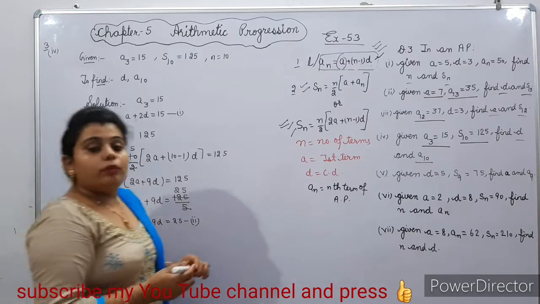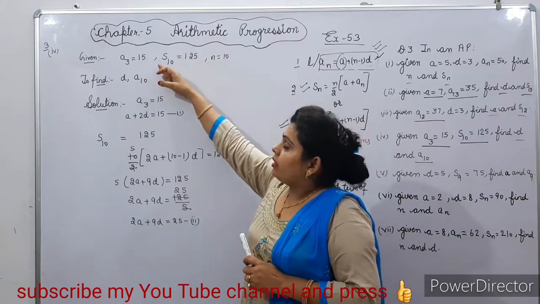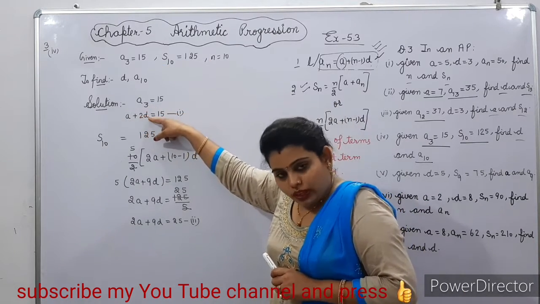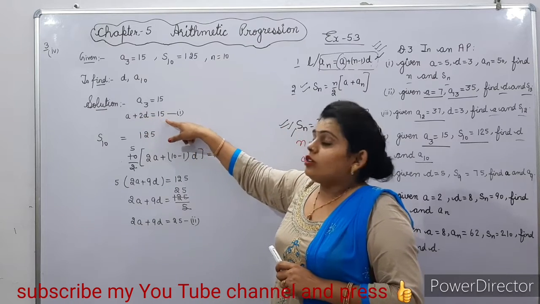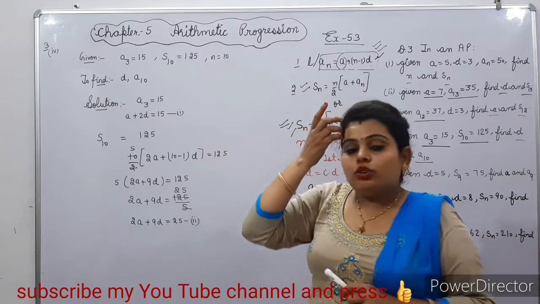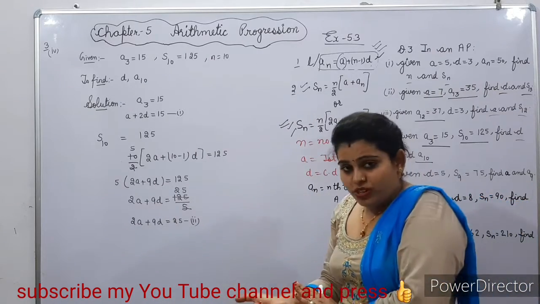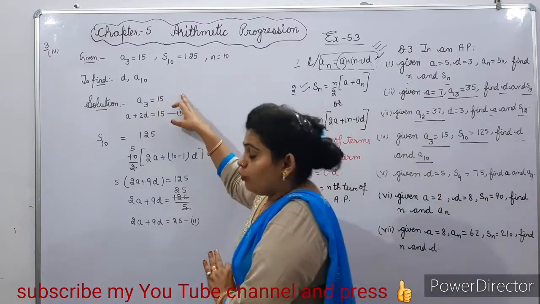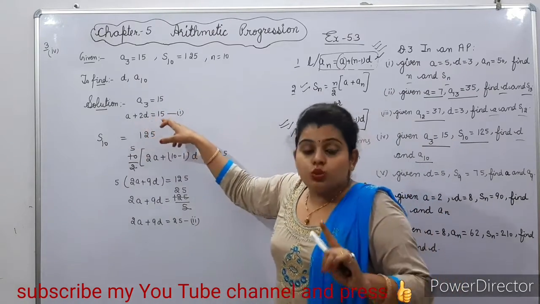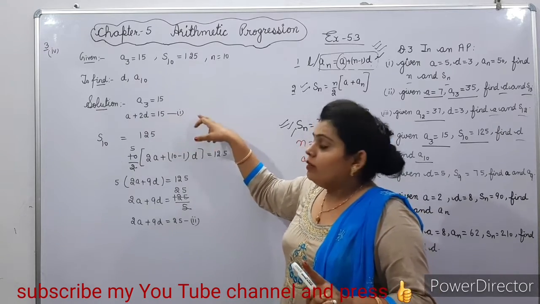Up to here I am repeating this question. Yes dear students, what is given? A3 is given, and we know that A3 is equal to A plus 2D, and this A plus 2D is equal to 15. Let this be equation number 1. हमने क्या किया, जो given information है, उसी का यूज करते हुए अपनी इक्वेशन की फॉर्मेशन कर रहे हैं.